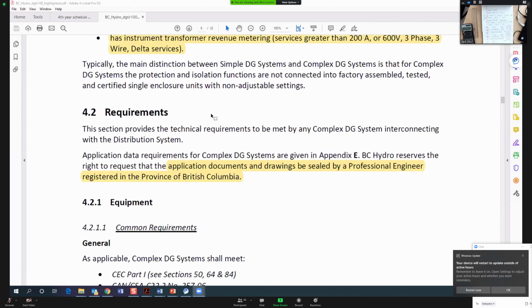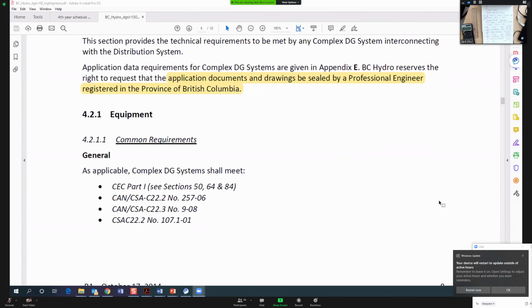If you have a complex system, the application document and the drawing have to be approved and sealed by a professional engineer registered in BC. So for a large system, you need to get a professional engineer to approve.